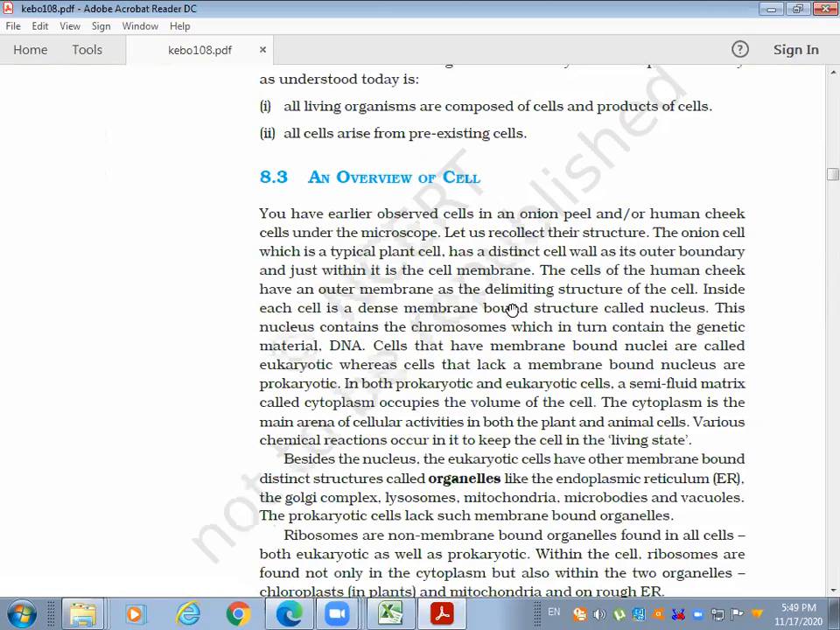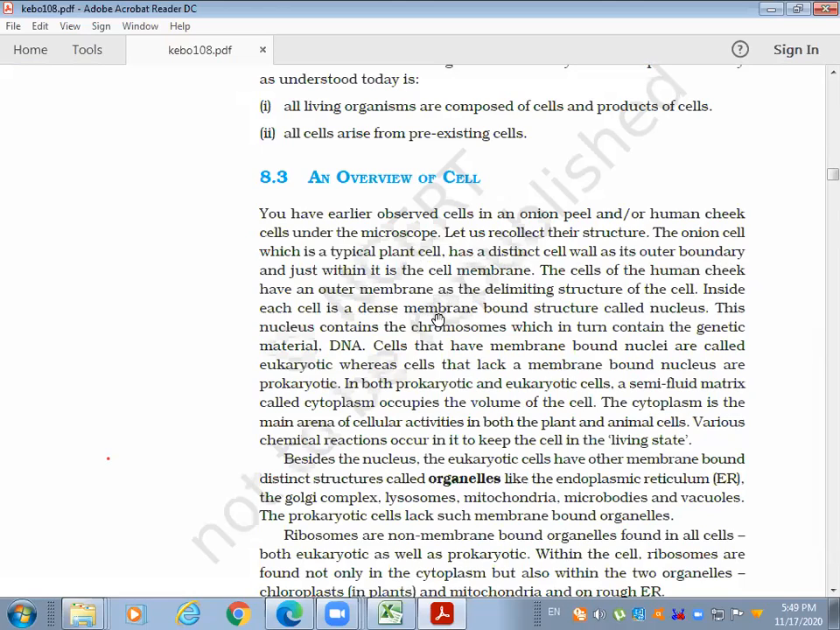An overview of the cell. You have earlier observed the cells in an onion peel and our human cheek cells under the microscope. Let us recollect their structure. The onion cell, which is a typical plant cell, has a distinct cell wall as its outer boundary, and just within it is a cell membrane. The cells of the human cheek have an outer membrane as the delimiting structure of the cell.